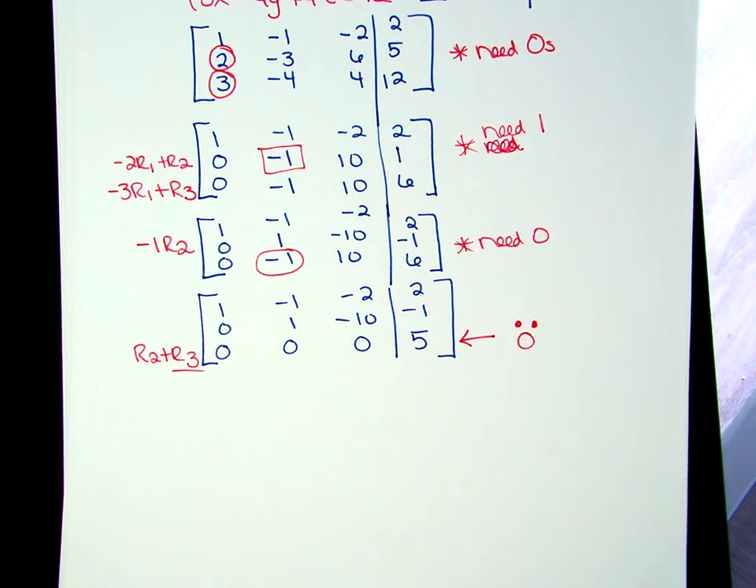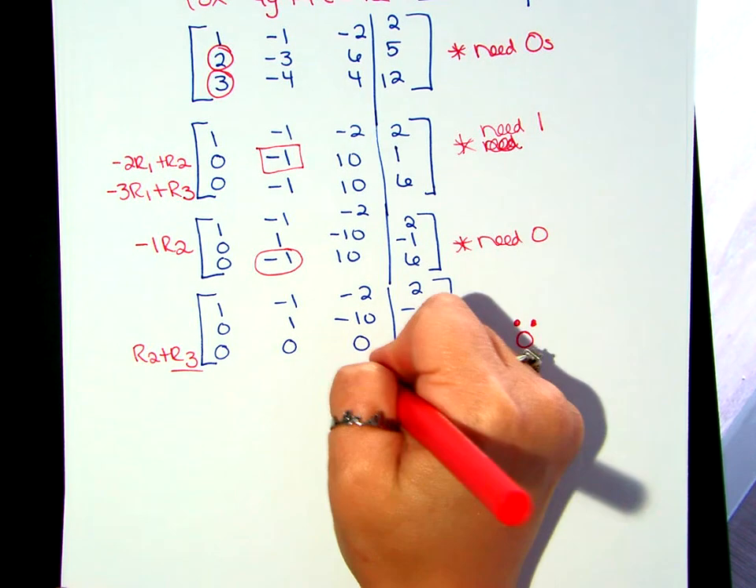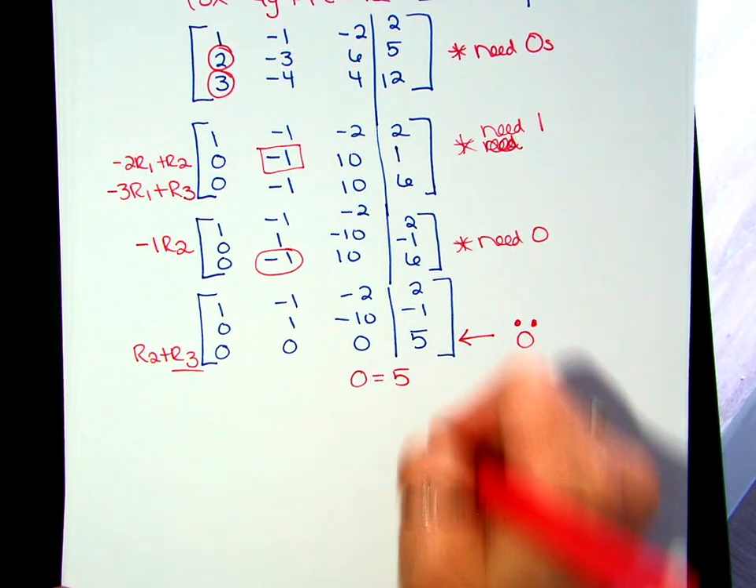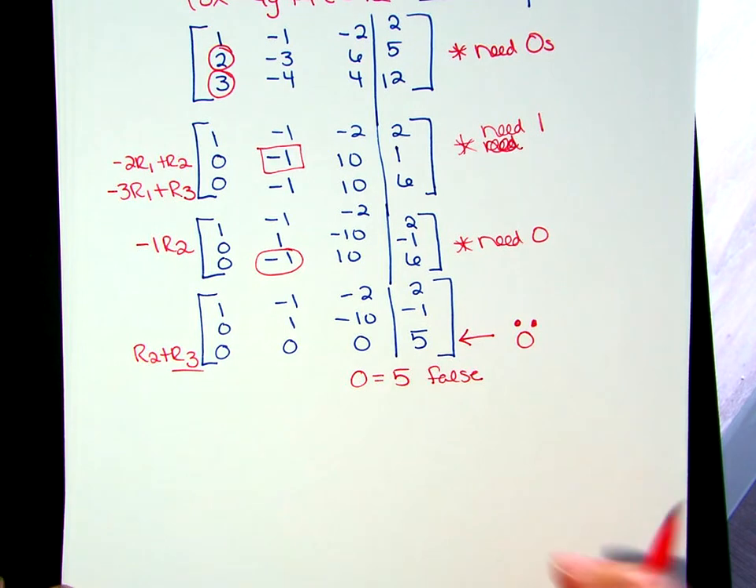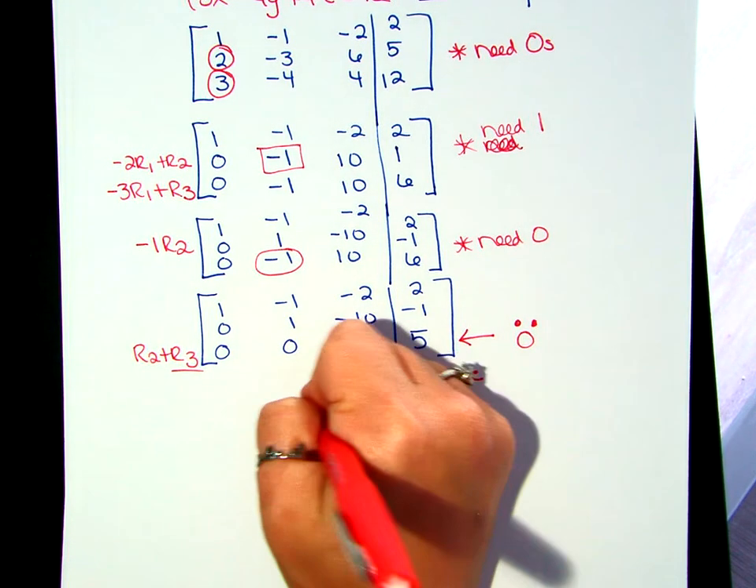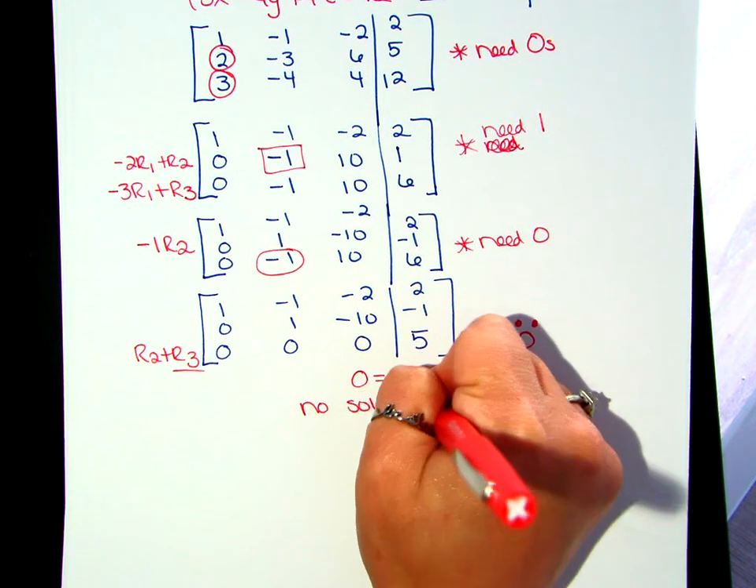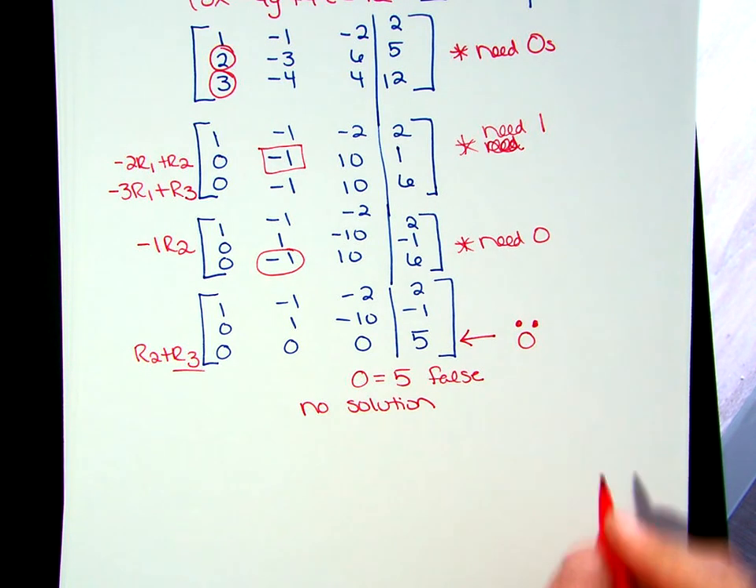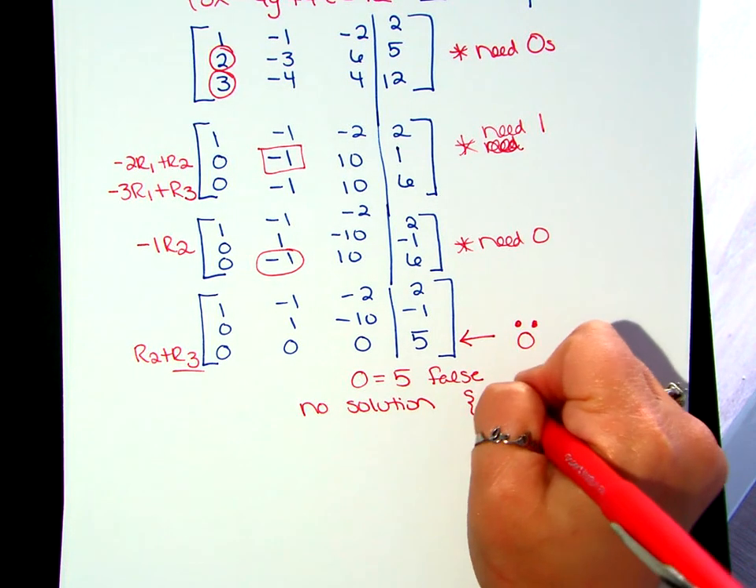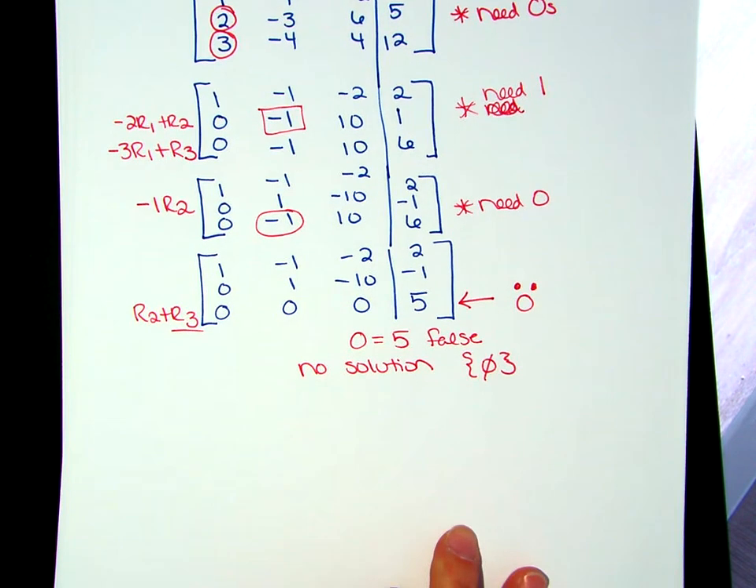Uh-oh. What do you notice? Okay, but when we think about the fact that these represent equations, what do we have on that bottom row? That's right. This bottom row tells me 0 equals 5. Is that true? No. So what does this mean? No solution. What kind of system is this? Yeah. This is an inconsistent system made up of parallel lines.